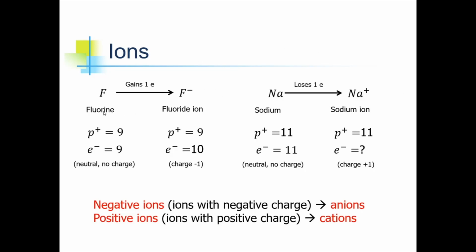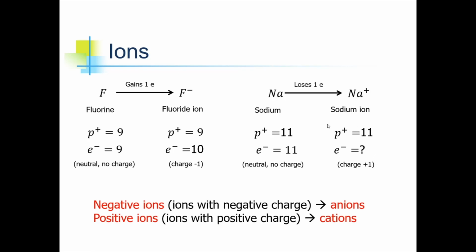If fluorine were to gain 1 electron, remember that electrons are negative. So if an electron is negative and you're gaining more negativity, then you're going to become a negative ion. What about sodium, for instance? Well, sodium loses an electron, so it becomes a positive. If it loses its negativity, it's going to become more positive.